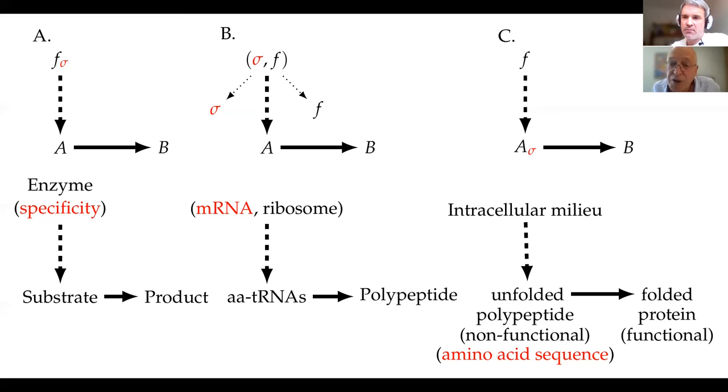Yeah. And so the beautiful example here is that you have an unfolded polypeptide, so just a string of amino acids. It's non-functional, doesn't do anything. But what distinguishes it from all the other similar strings of amino acids is the sequence in which the amino acids are coupled together. That's the information that is embedded in the polypeptide. And when it folds into a functional protein, it's that amino acid sequence that determines what the three-dimensional structure will be in the end. So change the amino acid sequence, and the three-dimensional conformation of the protein will change.